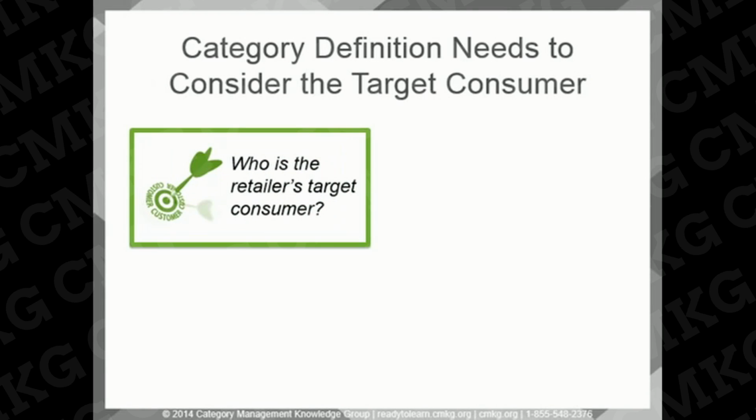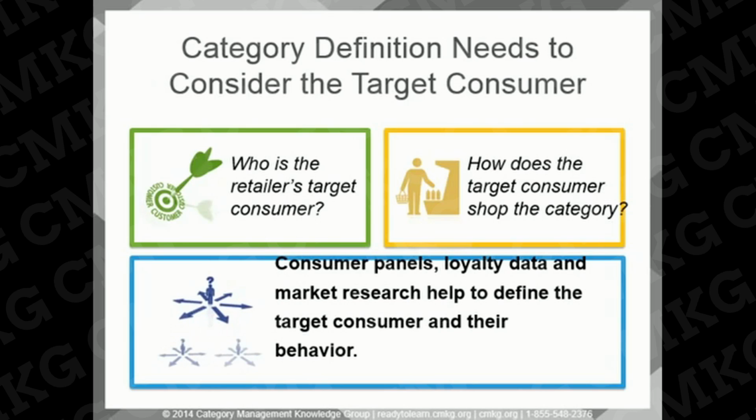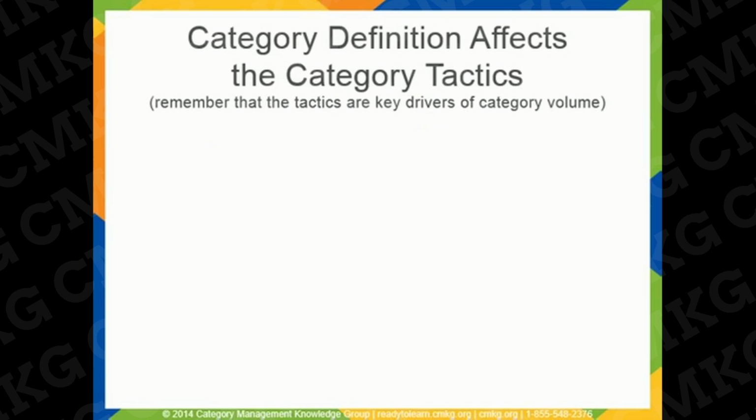A category definition needs to consider the retailer's target consumer, including who they are and how they shop the category. Consumer panels, loyalty data, and market research provide retailers and suppliers with information about their target consumers. Now that we've defined what affects category definitions, let's review the effect that category definitions have on both the retailer's and the supplier's overall business.